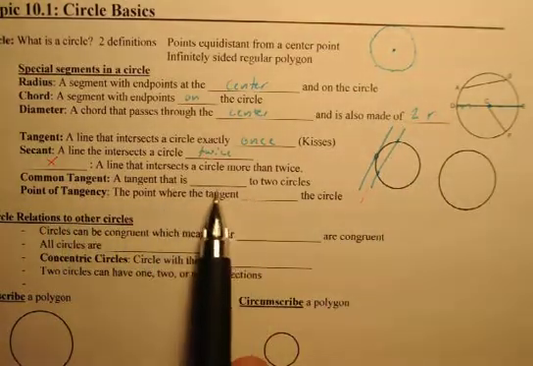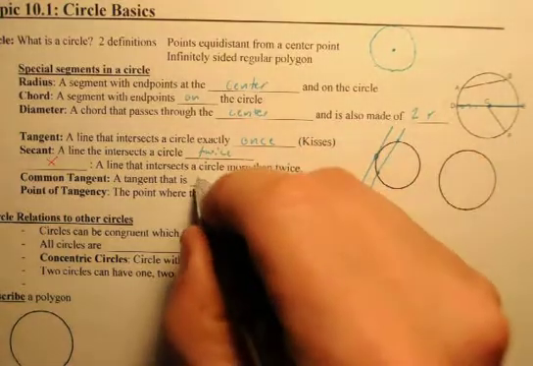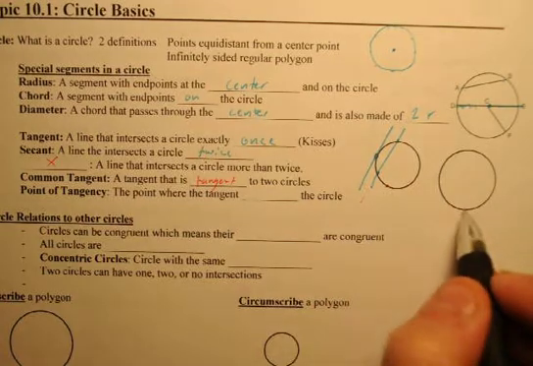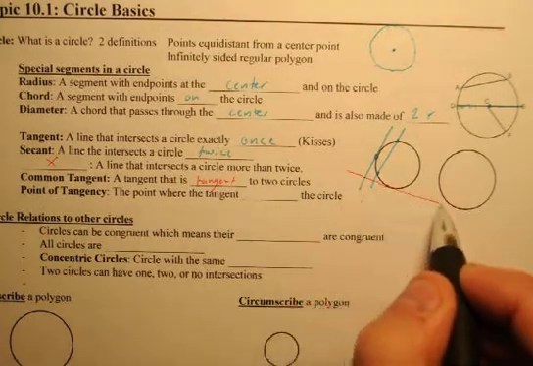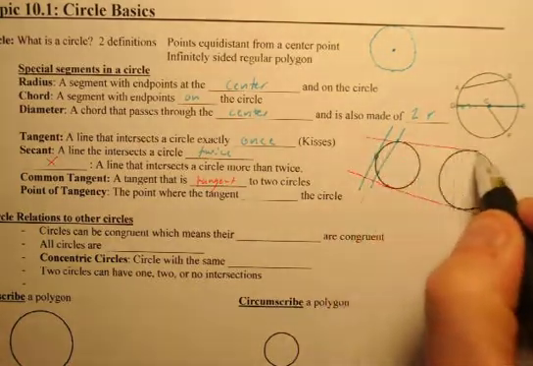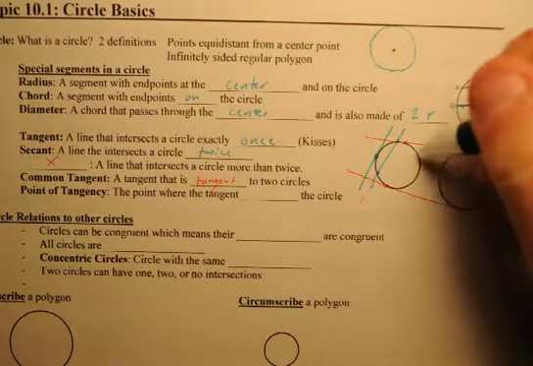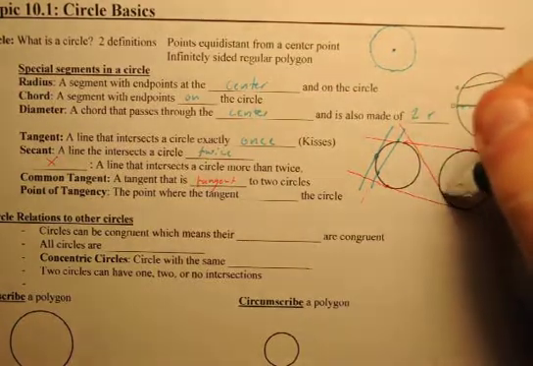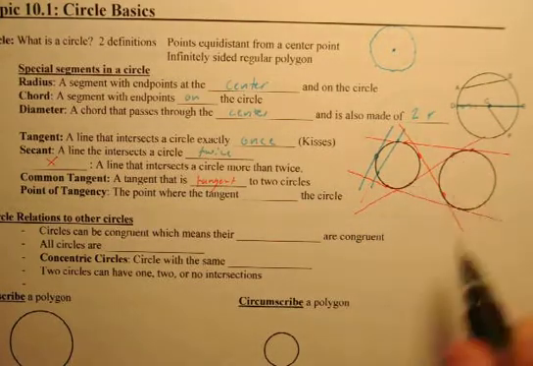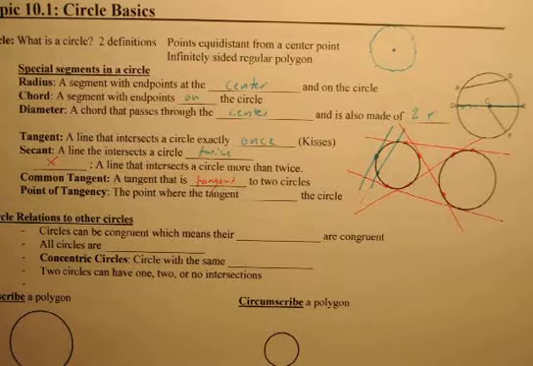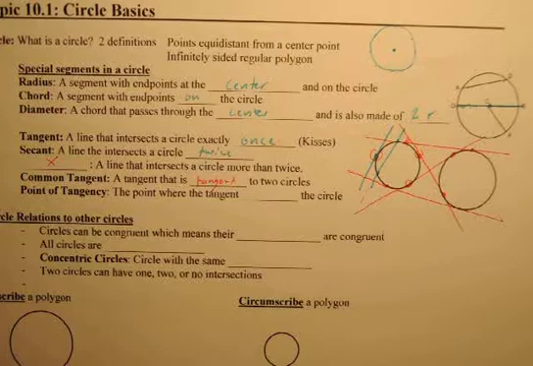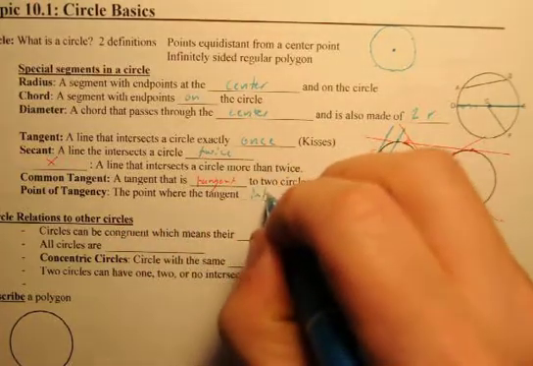A common tangent is a line that is tangent to 2 circles. So for example, there's a common tangent right there. There's a common tangent right there. There's another one right here, and there's another one right here. So these 2 circles have 4 common tangents. The point of tangency is just the point where it's tangent, the point where the tangent intersects the circle.